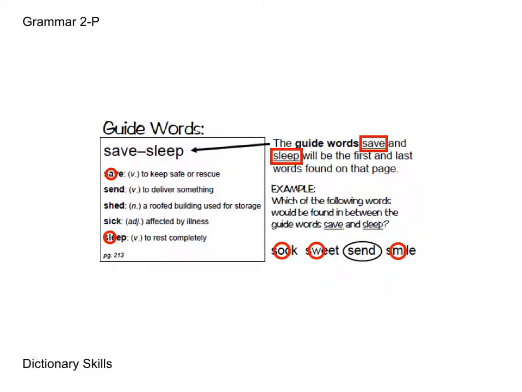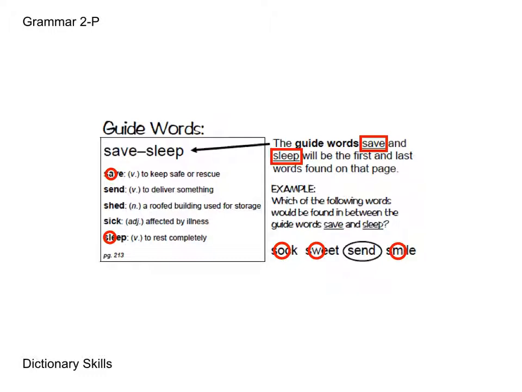And here we're looking at a couple of other things where we have sock, sweet, send, and smile. And you can see sock, sweet, and smile will not be on this page because O, W, and M come after L in the alphabet. So they won't be found on this page 213. Instead, we'll have the word send found on this page because it has an E as its second letter. And that comes after A but before L.